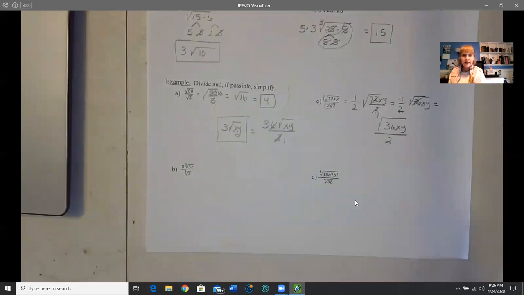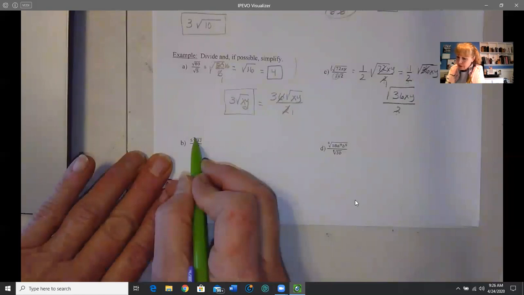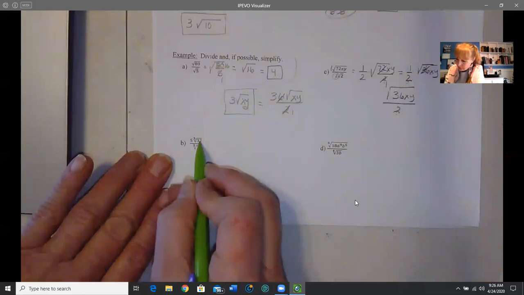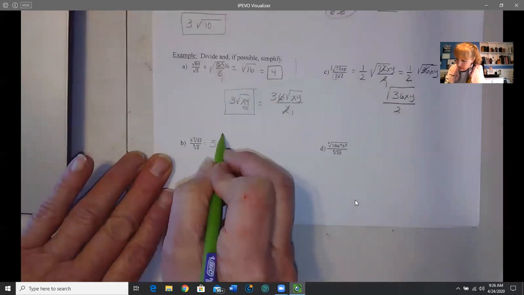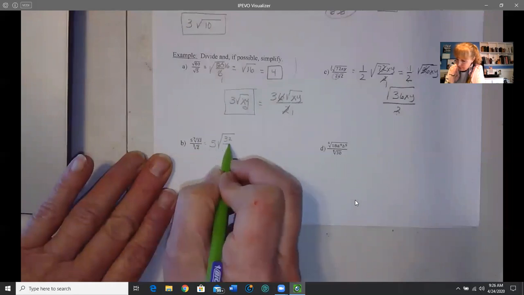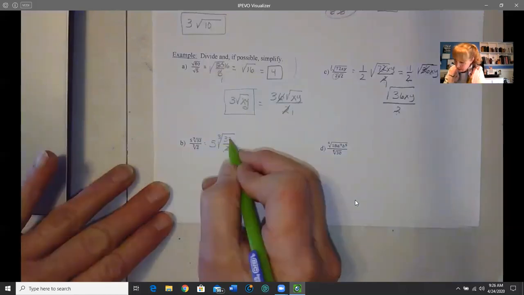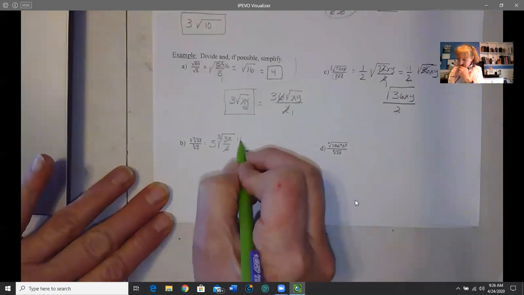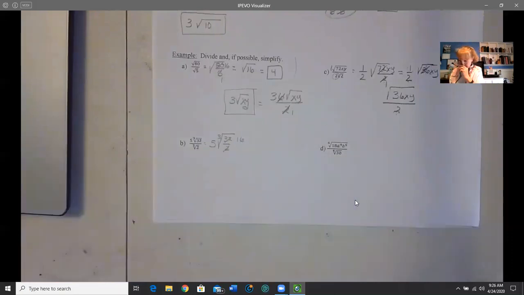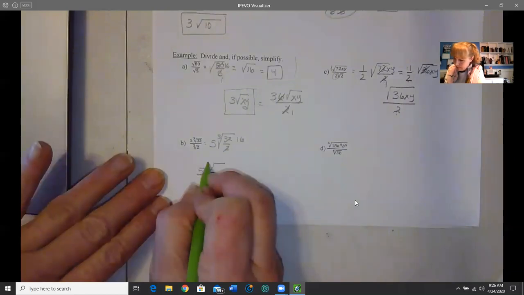Okay, let's try another one. Here, cube root, reduce these two. So this is 5, 32 over 2, the cube root. Reduce these. That gives you 16. Which means I have 5 cube roots of 16.